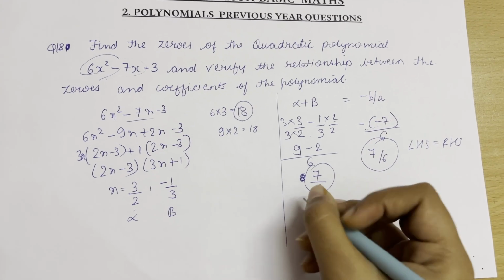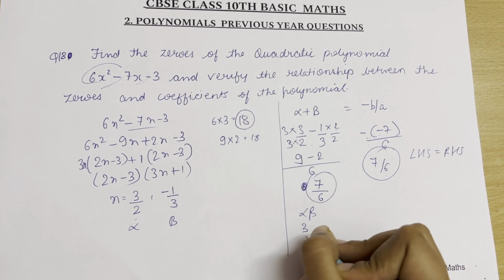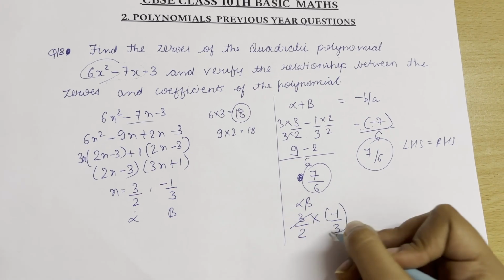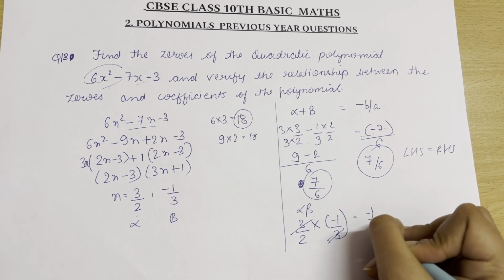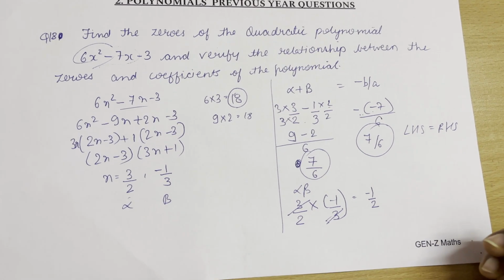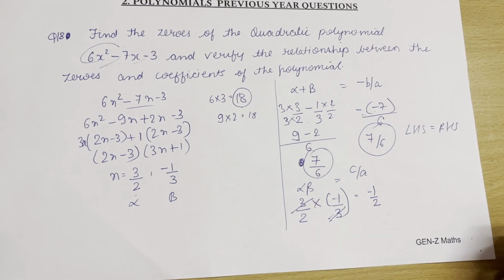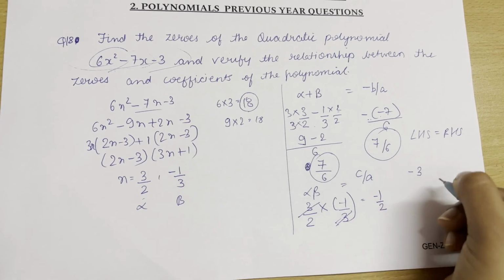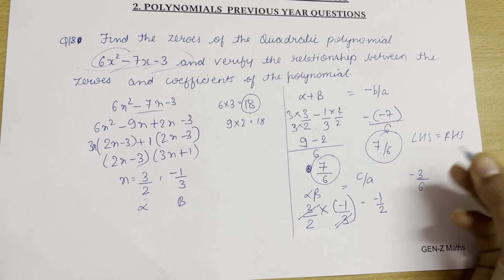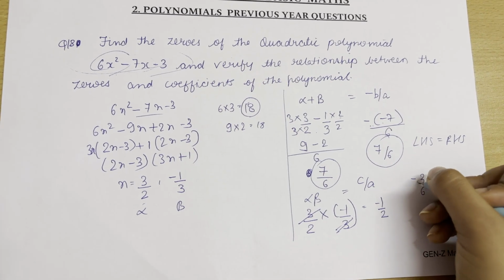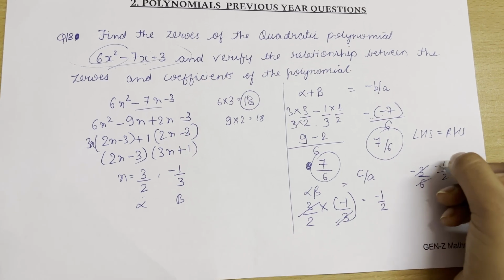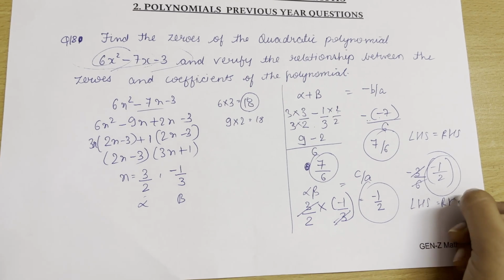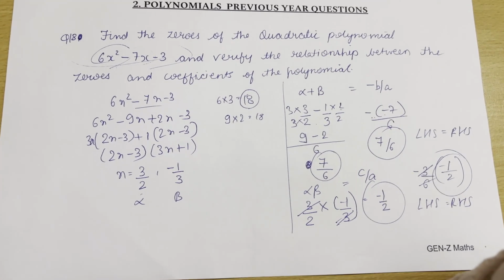Moving next with the product, alpha into beta, that is 3 by 2 into minus 1 by 3. This 3 gets cancelled by 3 and we get minus 1 by 2. Okay, and this value should be equal to c by a. If I substitute the value of c and a from this equation, I get the value of c as minus 3 and the value of a as 6. On simplifying it, 3 ones are 3, 3 twos are 6, I get minus 1 by 2. This value is equal to this, and LHS is equal to RHS, hence it is verified.